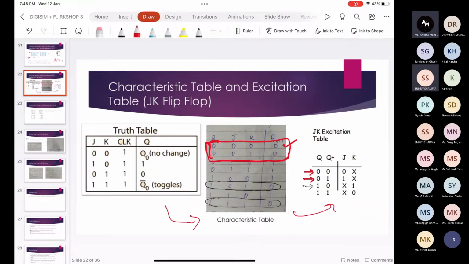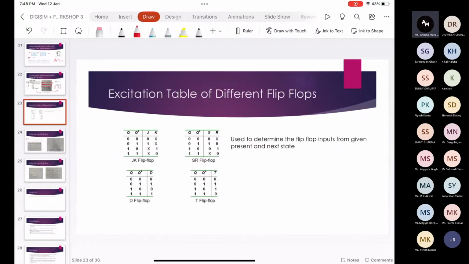For the second one, the present state is 0 and the next state is 1. It's this region. Here J is 1 and K can be either 0 or 1. As you can see, J is 1 and K is don't care. Similarly, for 1 and 0, J is don't care and K is 1. And for 1, 1, J is don't care and K is 0. These are the excitation tables of different flip-flops. This can be easily derived using the characteristic table, which can be found out by using the truth table.